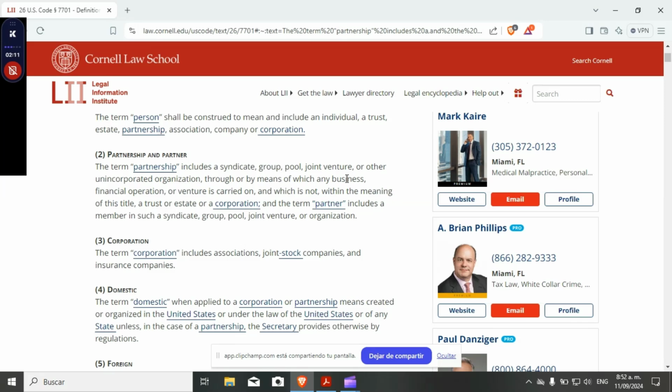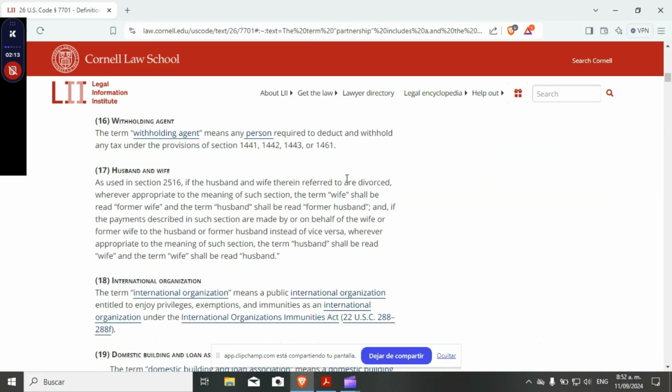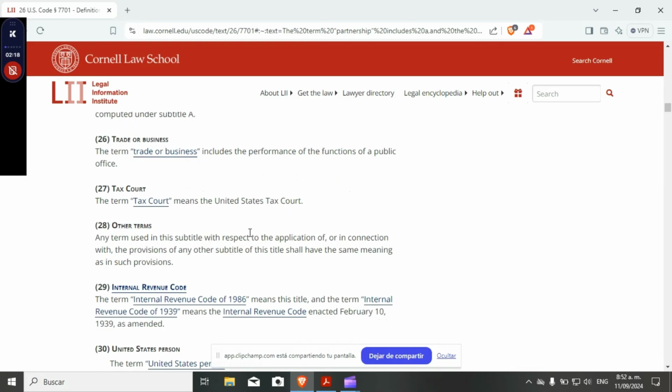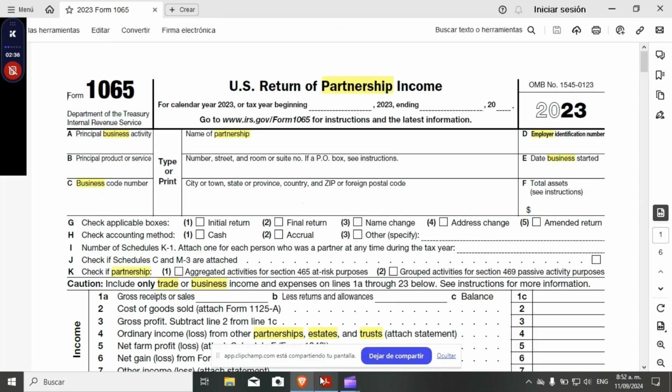And remember, we covered that last time, but I didn't actually show it to you. Now I'm actually going to show it to you. If we come down here into the definition number 26, you see trade or business, right? Trade or business includes the performance of the function of public office. That's it. If you are not in public office, then you are not in business, nor are you in trade. So keep that in mind, okay? As we come back over here to the form, we went over the word partnership, went over the words business and trade, right? So understanding now this form doesn't actually apply to you.